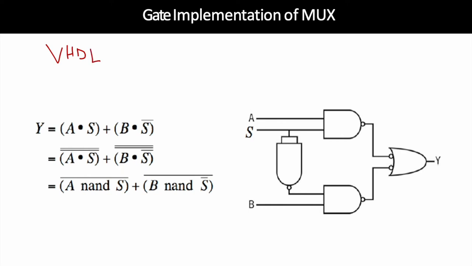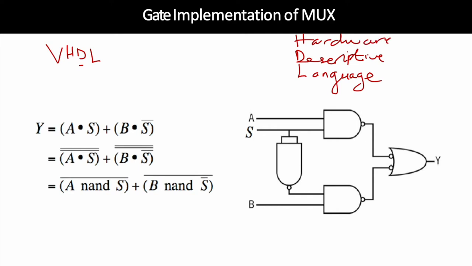L is easy to guess, so the L will stand for language. The D is descriptive. The H is hardware. So basically, it's a hardware descriptive language, right?